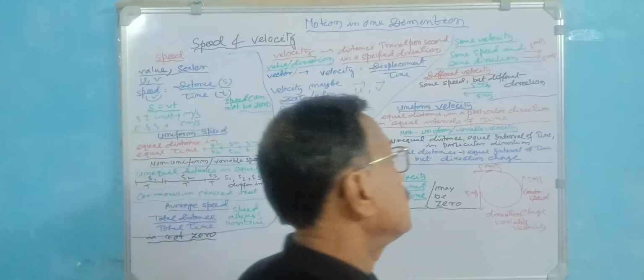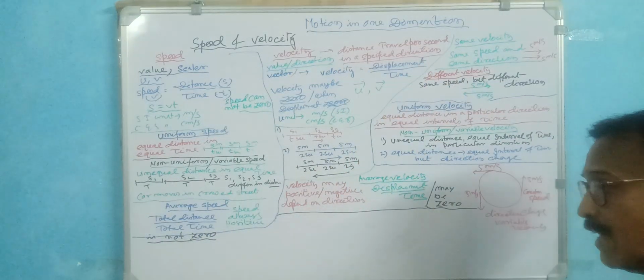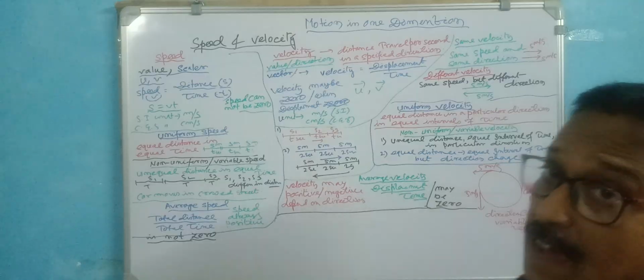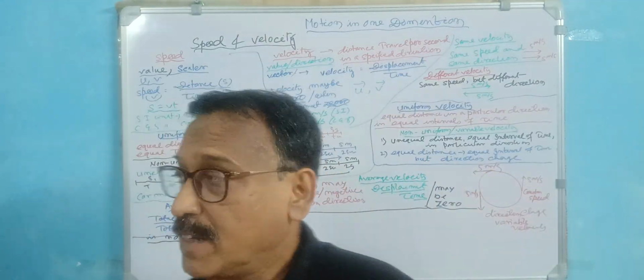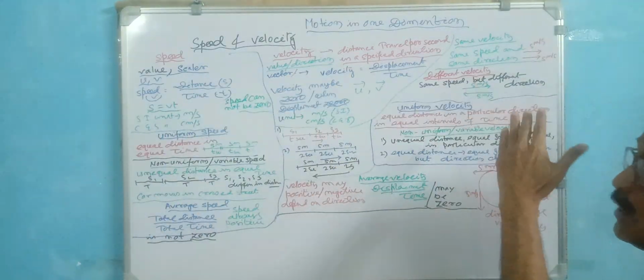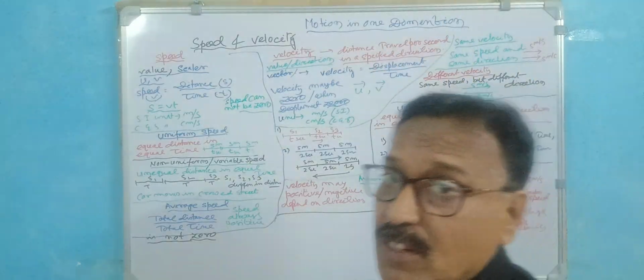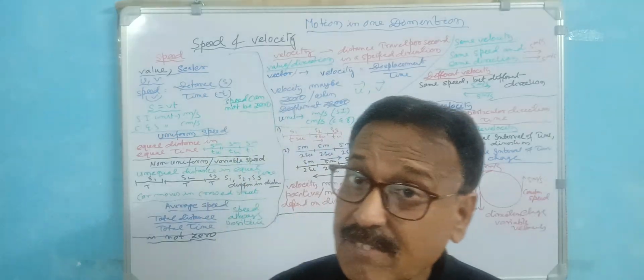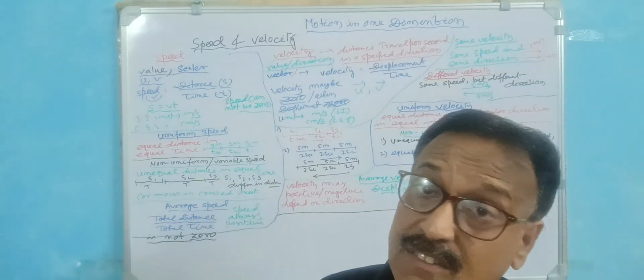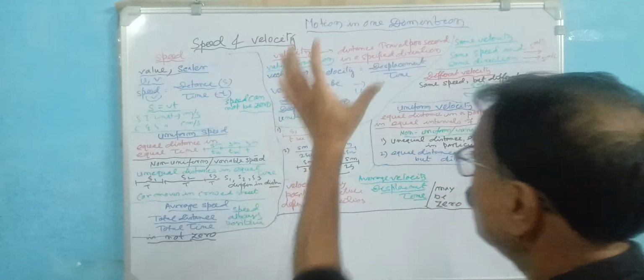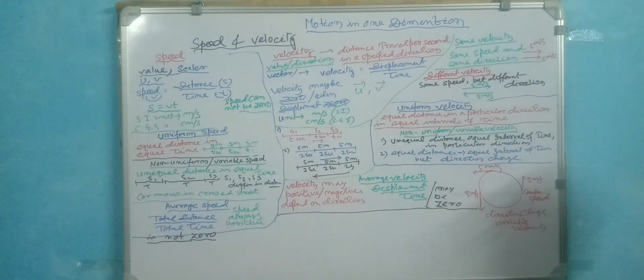Today also we discuss physics, motion in one dimension. In the previous video I discussed scalar and vector quantities and rest and motion. Today, under motion in one dimension, we will discuss speed and velocity. You know speed and velocity very well, but what is the basic difference between them? I will write down all the differences for time saving.